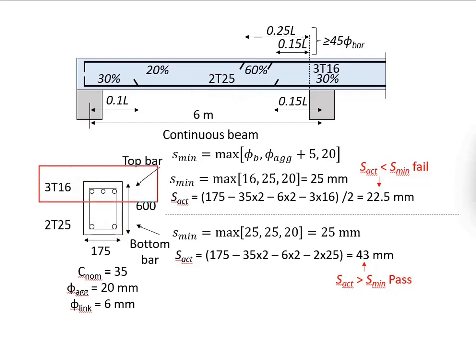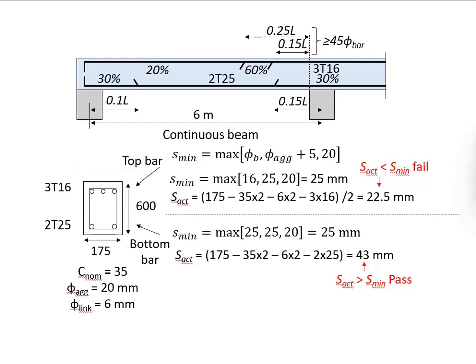Next, we're going to check the top reinforcement. We will do the same for the minimum bar spacing, only this time the bar size is 16. We will take the largest value of the three, that gives you 25 mm also. Now we're going to calculate the spacings between the reinforcement. 3 units of 16 mm diameter bar are arranged.